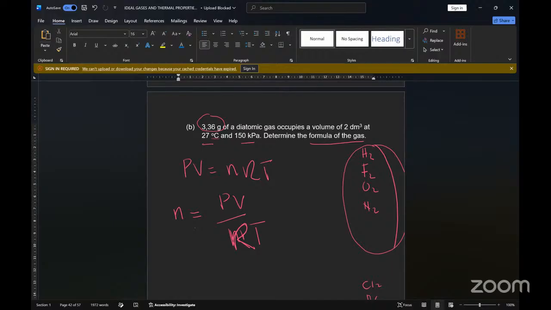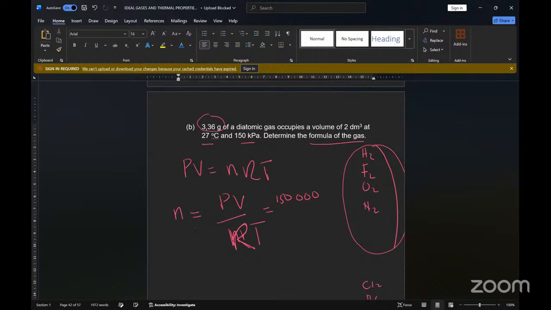Let me just go straight to the point. This is the pressure, 150 kilopascal. So instead of 150, we multiply it by 1,000 because this is kilopascal. All the values must be converted to Pascal, not kilopascal. So this is going to be 150, and then you add 3 zeros because it's a kilopascal, okay?